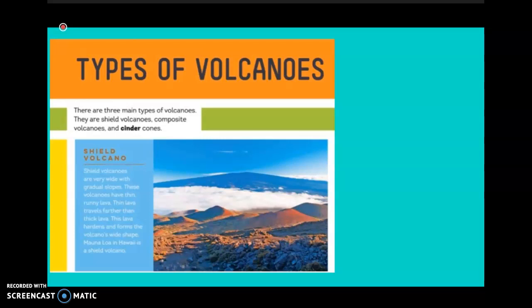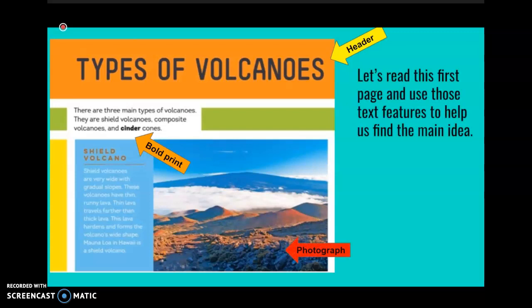Good job, Alasia. So we have our header. Our header is called Types of Volcanoes. So that's the example of my header. So I have my header, my bold print, and then I have one other text feature. Does anybody remember what it's called? My last text feature. Very good, Madison. So my picture or my photograph. All right. So today, as I read, I'm going to use those text features to help me understand the main idea. And remember, my main idea is what the text is mostly about. So let's go ahead and start reading.